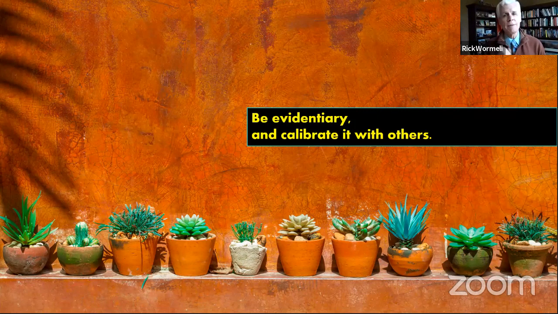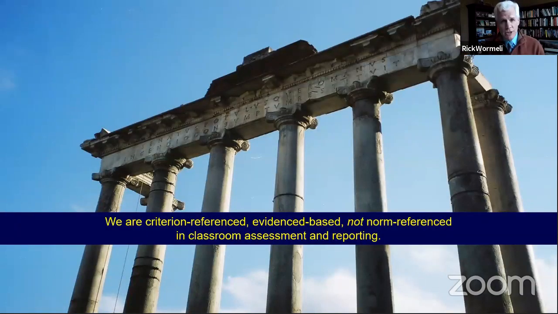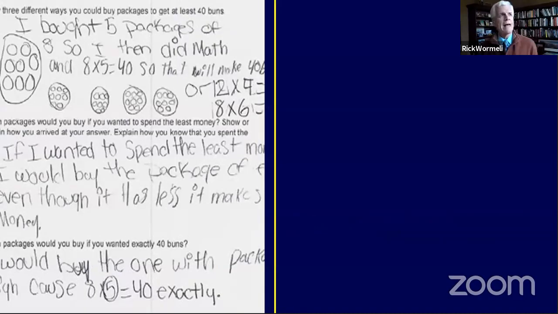First, you have to be evidentiary. And you might remember just a few of these slides as we're going through it. You want to be criterion referenced, not norm referenced. I don't care how you're doing in relation to classmates. Tell me how you're doing in relation to the goal. And teachers who are evidentiary are very good at analyzing student products in light of evidence. So this example, in a math class, explain your mathematical thinking behind it. The child says, I bought 5 packages of 8.